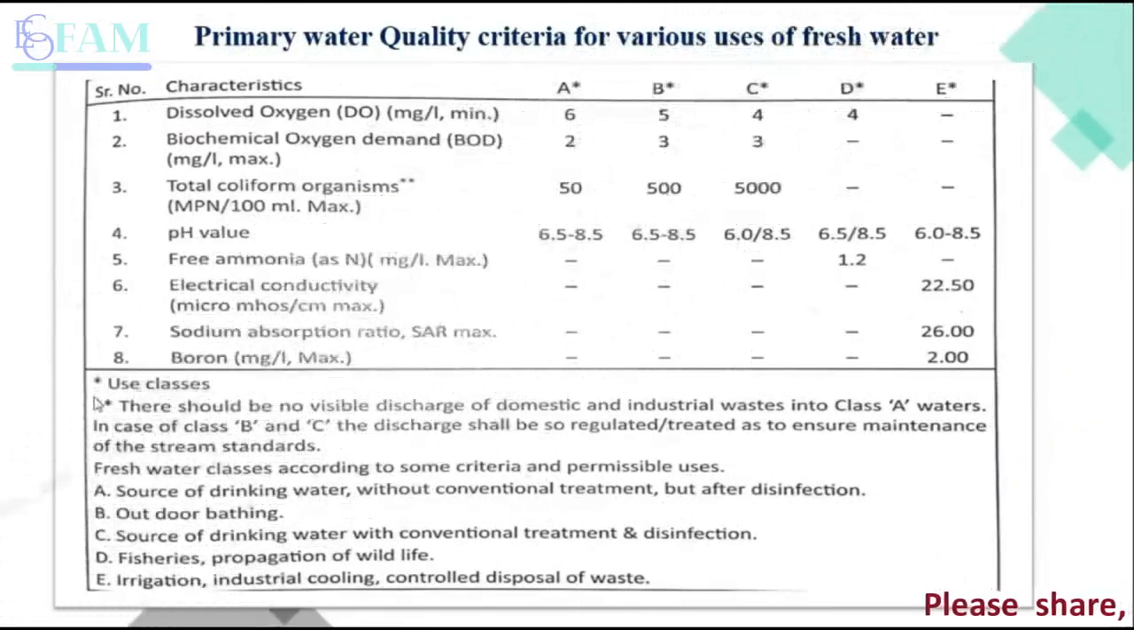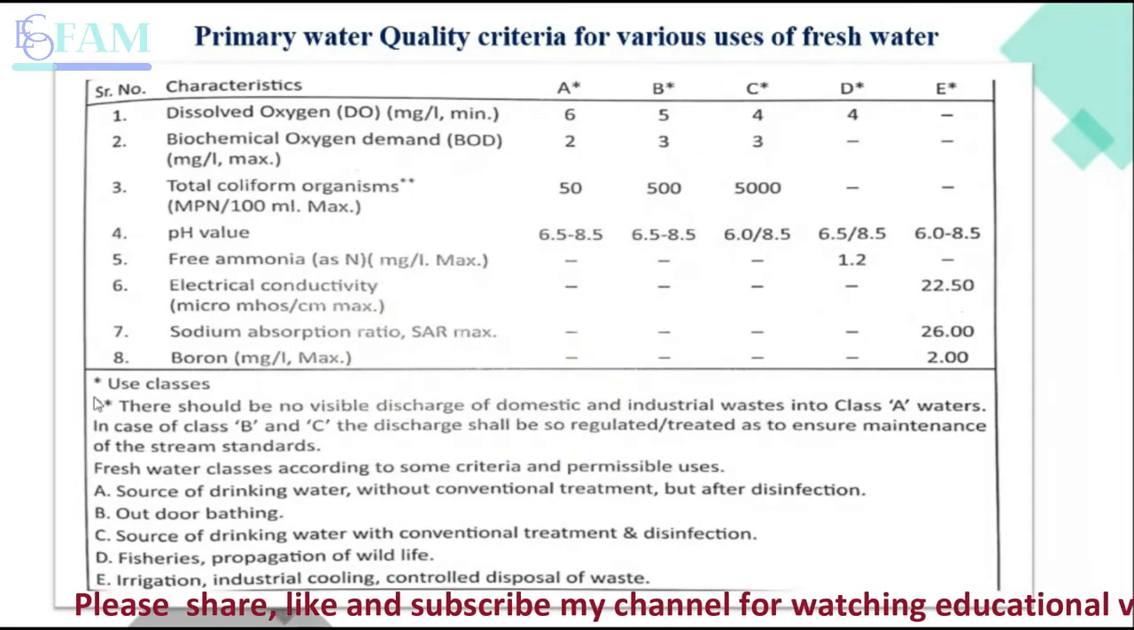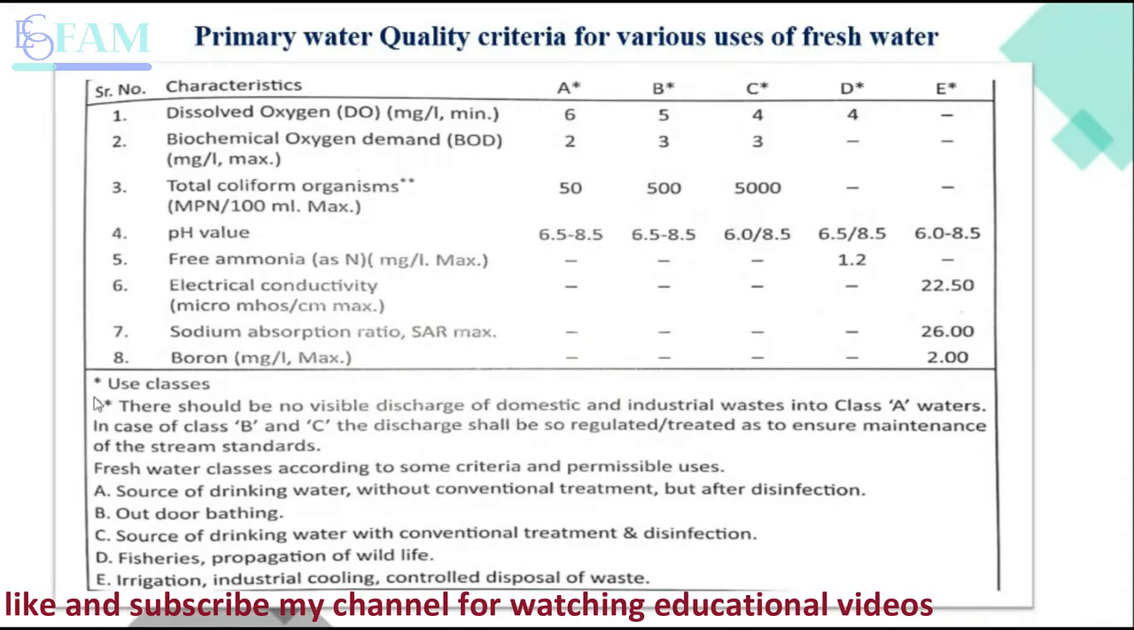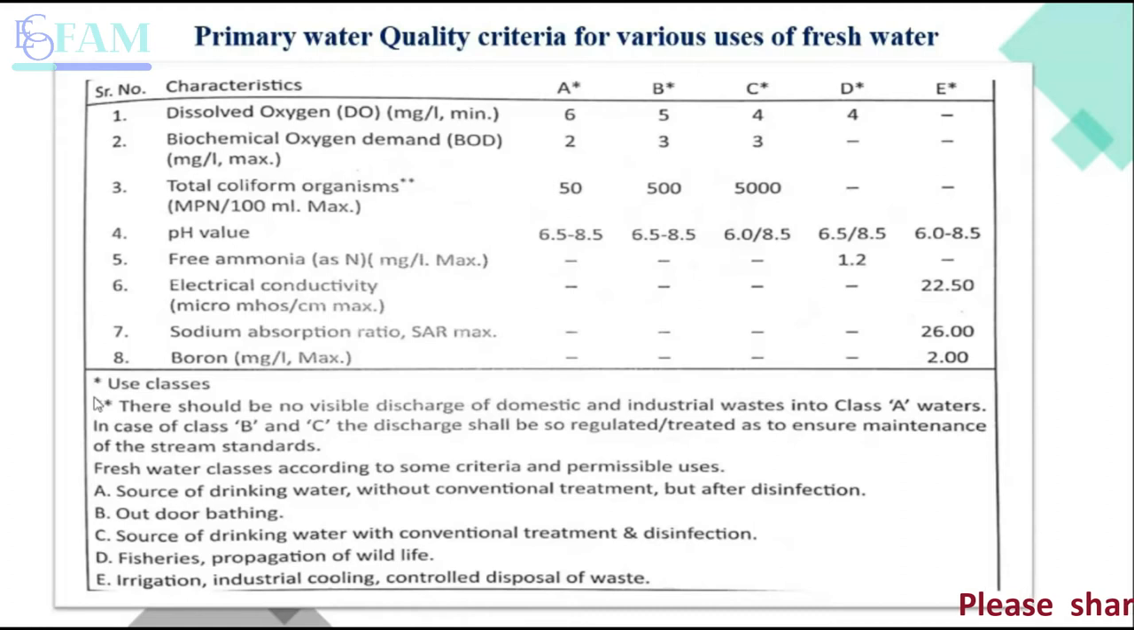We are going to discuss the primary water quality criteria for various freshwater. The Central Pollution Control Board and Indian standards have framed various categories in which dissolved oxygen, biological oxygen demand, coliforms, pH value, free ammonia and electrical conductivity, sodium absorption ratio, and boron are considered. Coliforms are living organisms, a kind of bacteria sourced from human waste or animal waste. These are eight characteristic parameters of water.